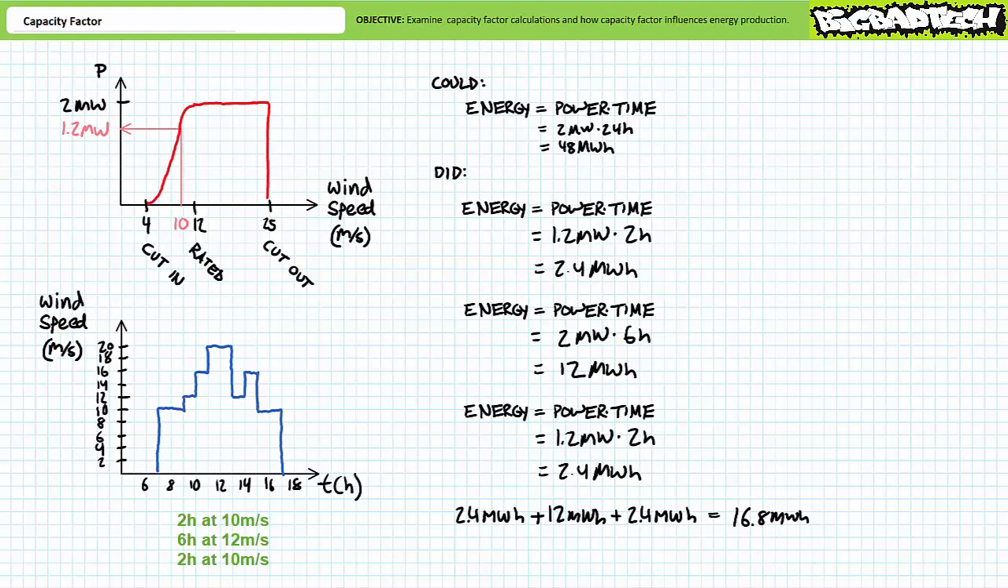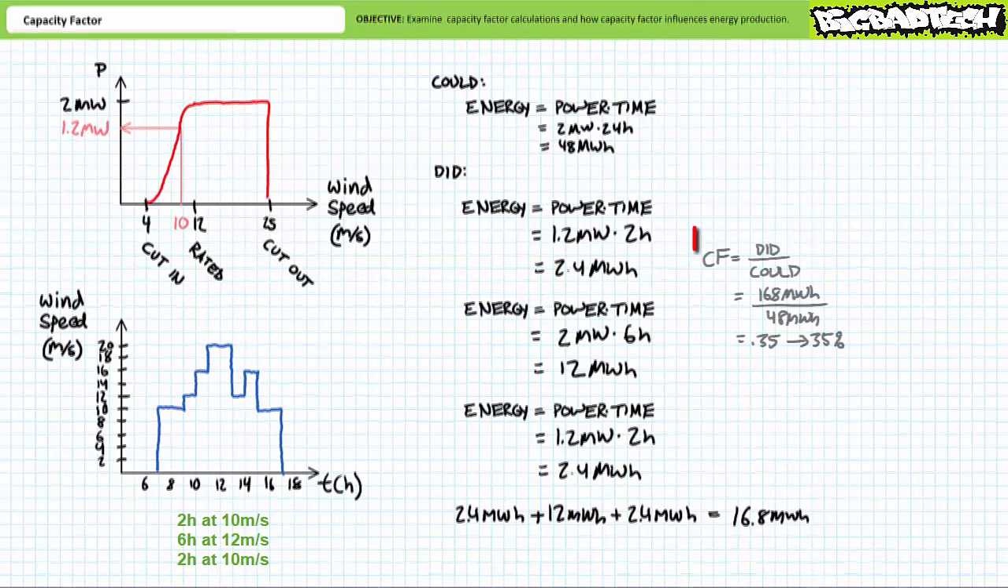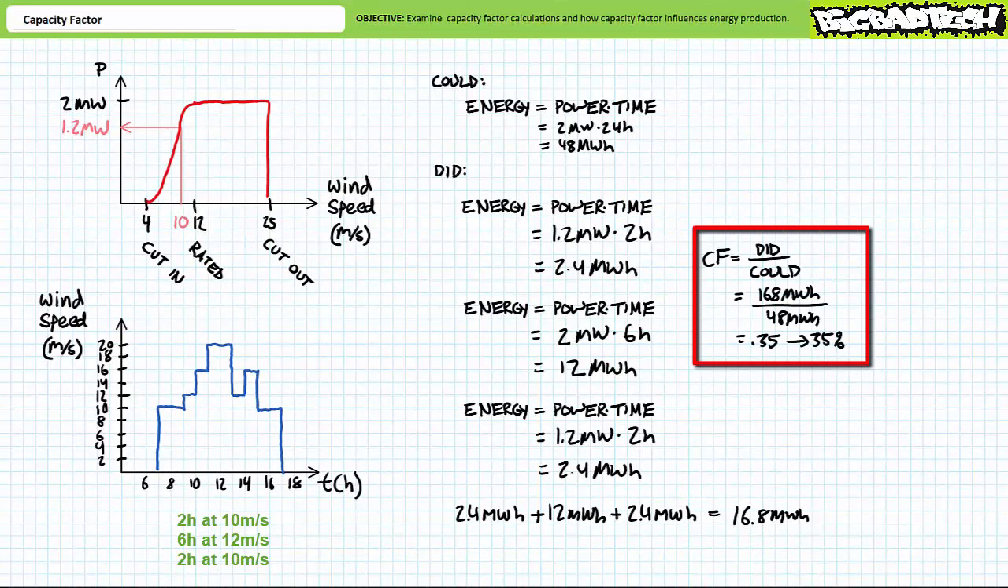What's the capacity factor of this turbine if it could produce 48 megawatt hours of energy a day, but in reality, it only produces 16.8 megawatt hours of energy? 16.8 megawatt hours over 48 megawatt hours yields a capacity factor of 35%, as previously.